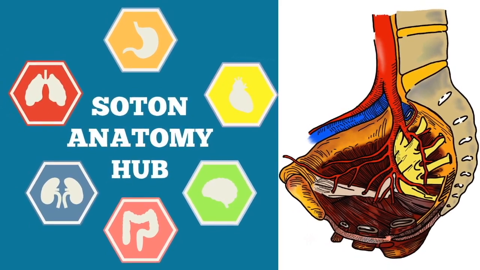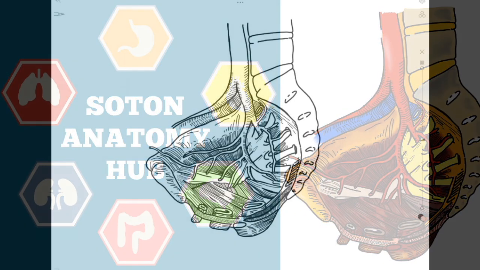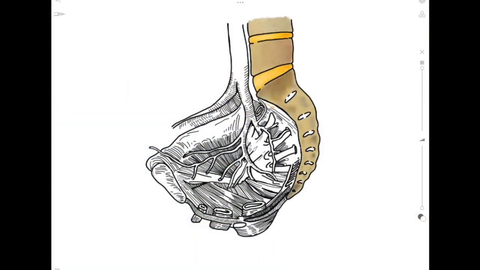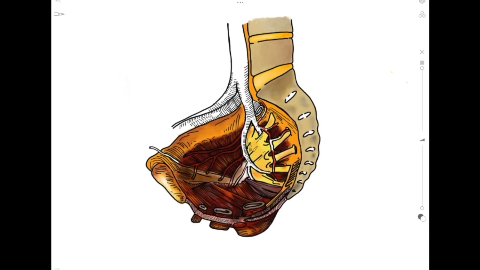Hello and welcome to this Soton Anatomy Hub video covering the branches of the internal iliac artery, a tricky area with a lot of variability. Before we get talking about the vessels themselves, let's talk about some of the associated structures, most notably here the muscles which sit and line the pelvic cavity and sit in the background of the vasculature and the nerve supply.